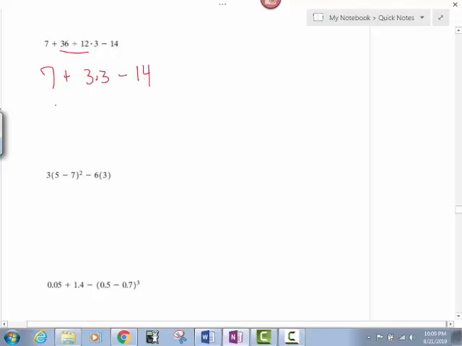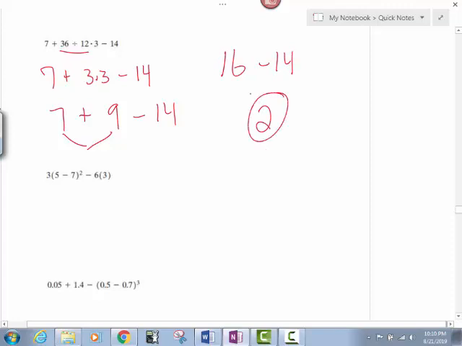Now let's do our multiplication. 7 plus 9 minus 14. Now we can add. 7 plus 9 is 16. 16 minus 14 is 2.